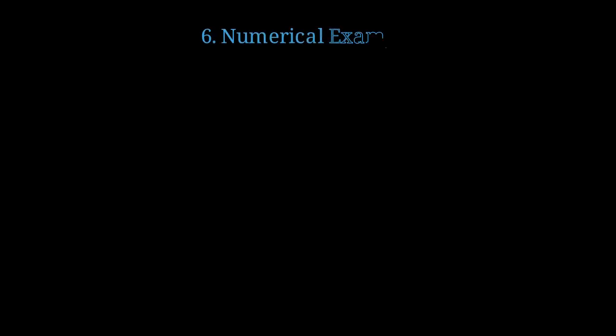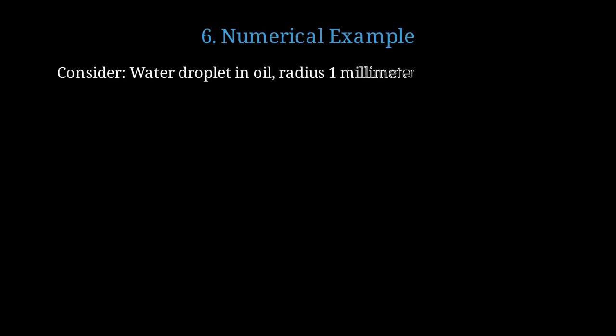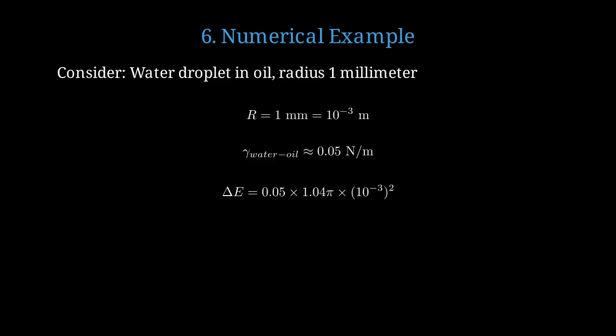Let's work through a concrete numerical example to make this tangible. Consider a water droplet in oil with radius 1 millimeter. R equals 1 millimeter, or 10 to the minus 3 meters. The water-oil surface tension is approximately 0.05 newtons per meter. The energy required for division is 0.05 times 1.04 pi times 10 to the minus 6. This equals approximately 1.63 times 10 to the minus 7 joules.